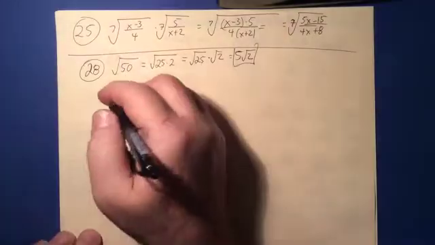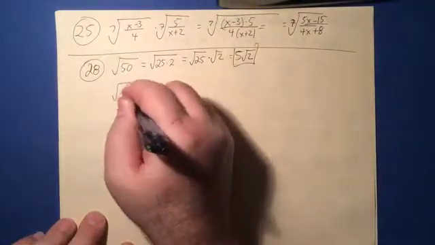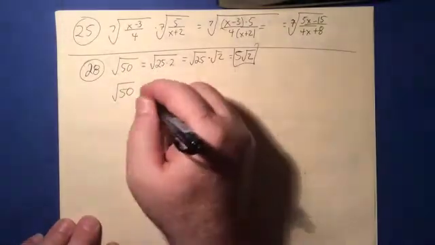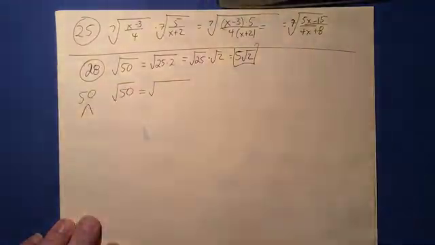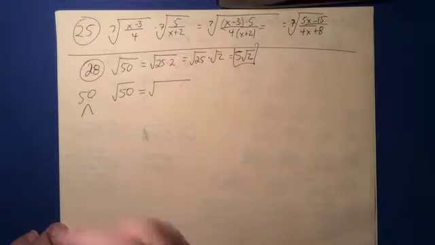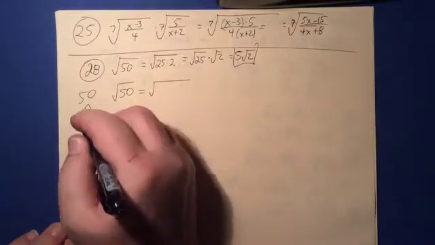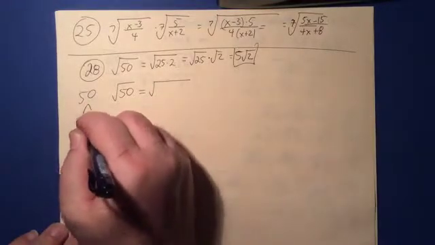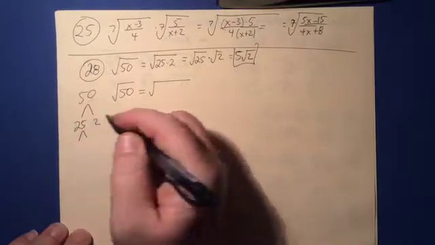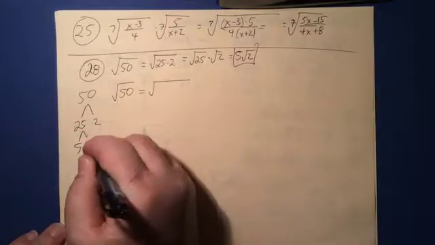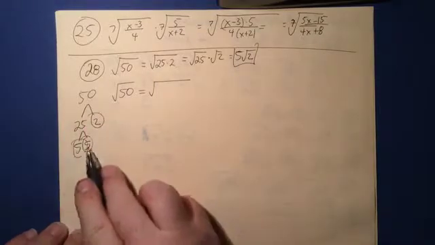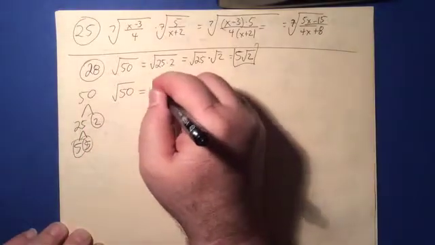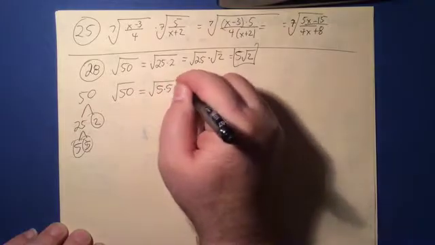So one other thing we can do with the square root of 50 also is I can write this as the product of prime numbers. So I can take 50 over here, and I can do what's called a prime factorization tree. 50 I can write as being equal to 25 times 2, and then 25 as 5 times 5. So one thing about this is you need to recognize what prime numbers are. So I'm going to write this as 5 times 5 times 2.